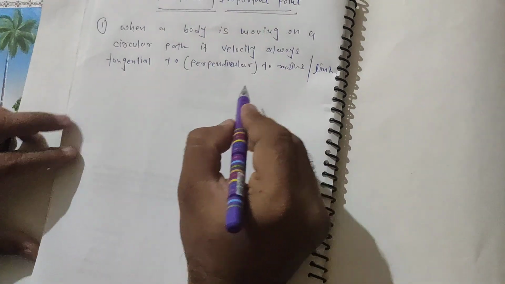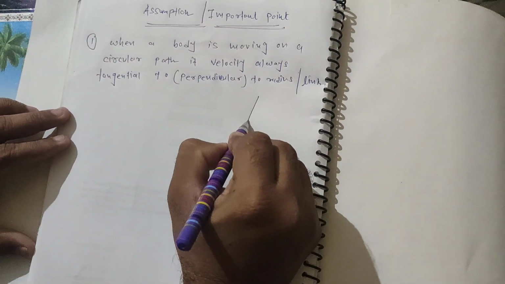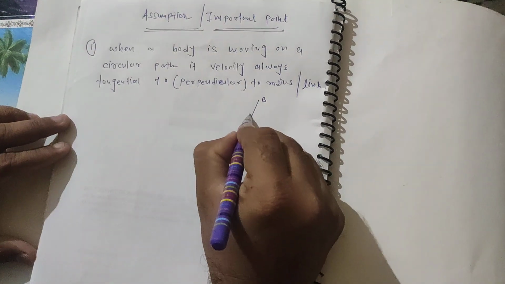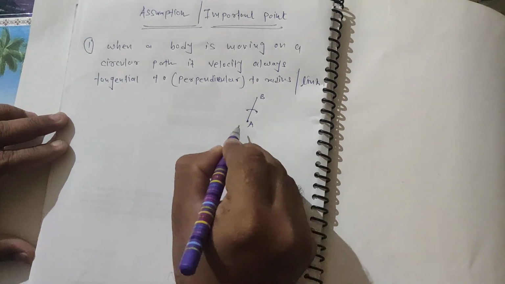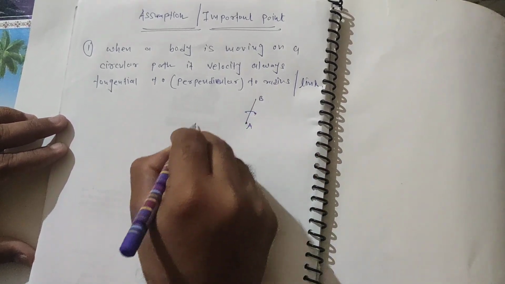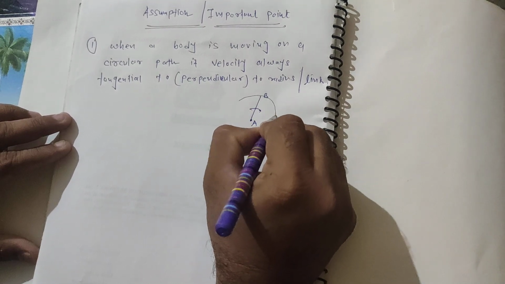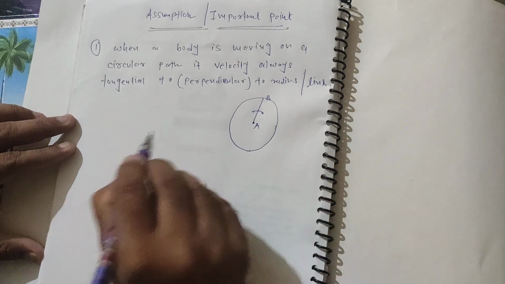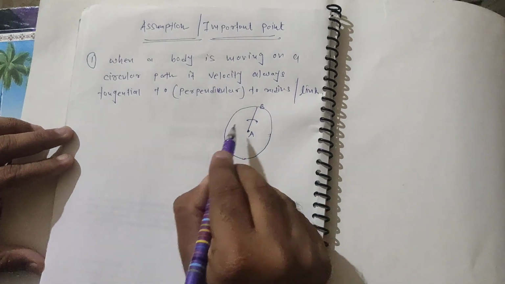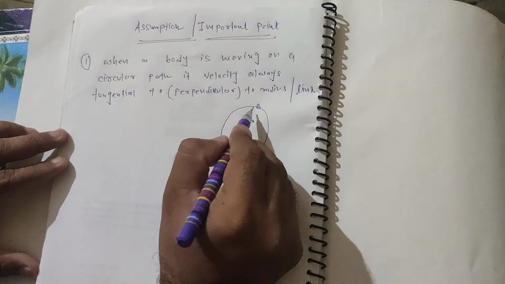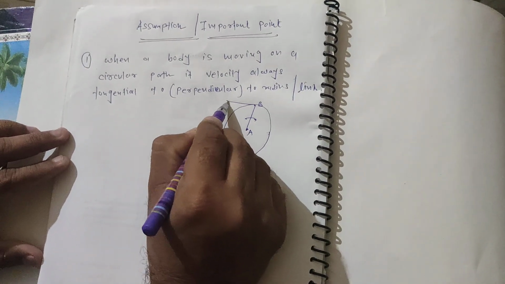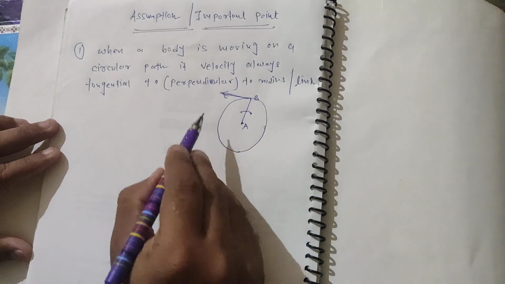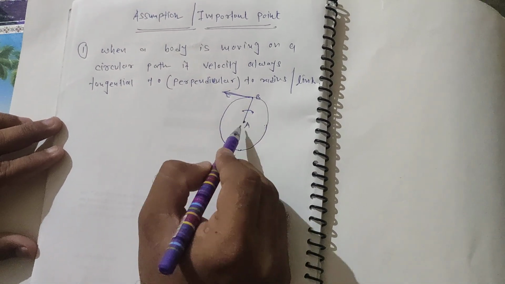For example, this is one link, A and B. It moves, this is a point and it moves in this direction on a circular path. This is the circular path and this is the link that we have to consider. When it moves on a circular path, its velocity is tangential to the link or tangential to the radius. Okay, this part you have to remember, tangential or perpendicular to the link.